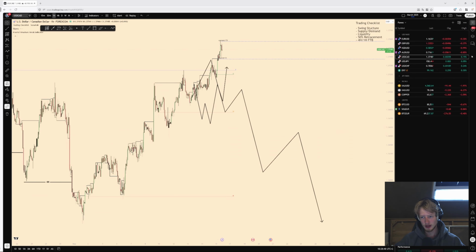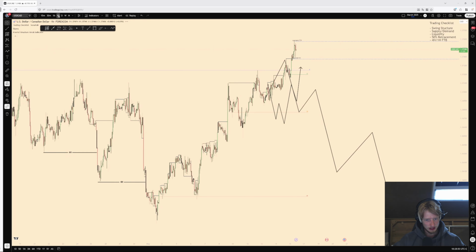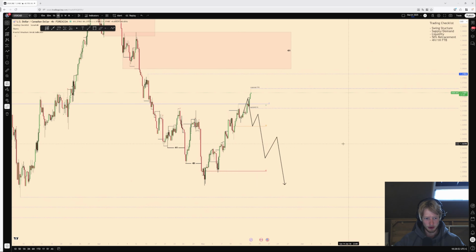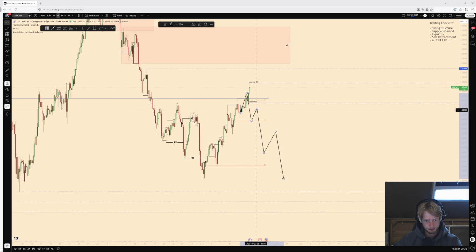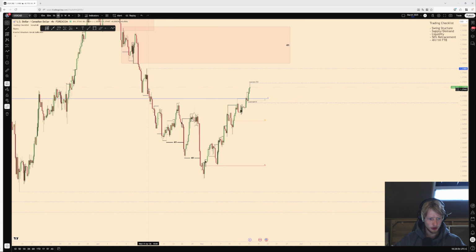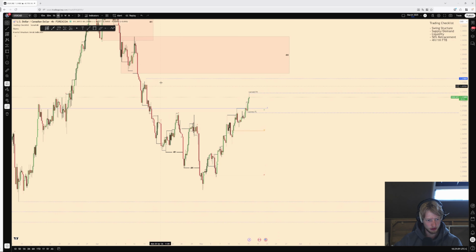On USD CAD, what we can see is that we also traded up higher. Now we took out all the internal liquidity and we are trading inside a supply zone over here. Need to mark that as a 4-hour bearish chain. Of course, I've said it previously, this is not the strongest of zones because we don't take out any liquidity.